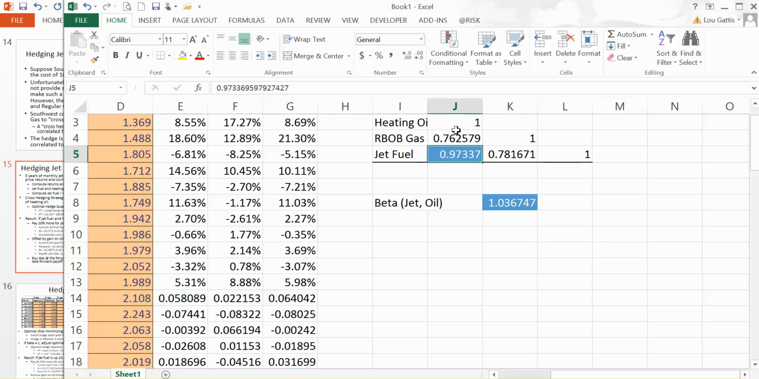So the 97% correlation coefficient tells me that jet fuel and heating oil move together very strongly. You can explain 97% of the variation in jet fuel by looking at heating oil changes. But the specific magnitude of the relationship is that on average when heating oil is up 1%, jet fuel is up 1.0367%. So jet fuel is a little more volatile.